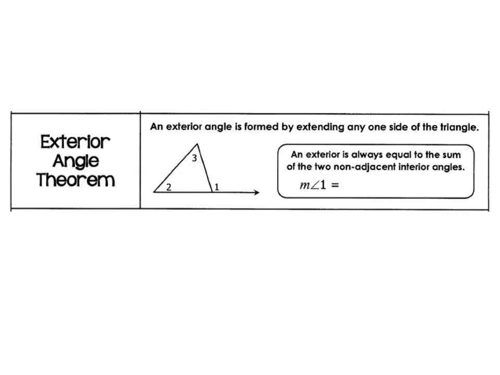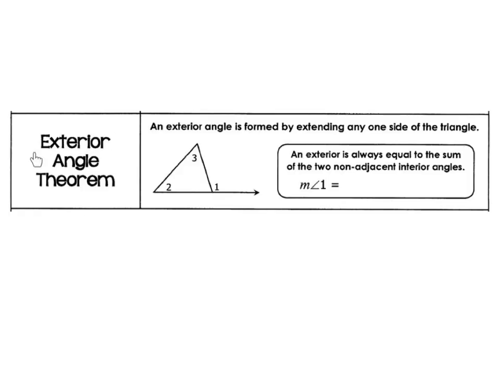The other theorem we're going to talk about today is the exterior angle theorem. So an exterior angle is formed by extending any one side of the triangle. So for example, we have this triangle right here and we extend this side outward and an exterior angle is formed. So angle 1 would be an exterior angle.